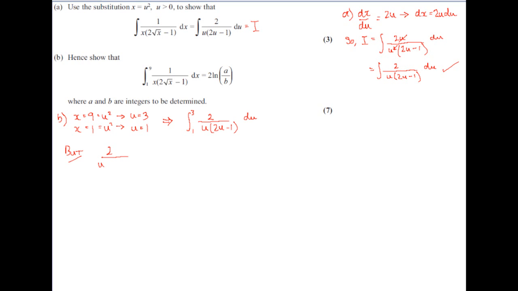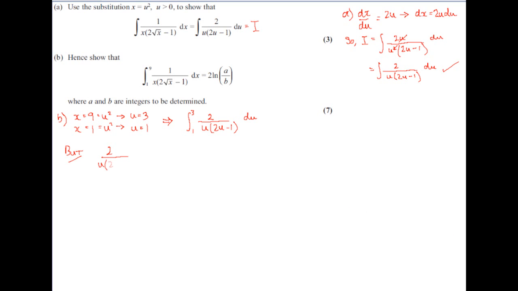But we can't integrate that. A lot of people might be confused because we've got a u on the bottom, so they think it's log. But it's not just a u, it's a 2u squared minus a u when we expand this bracket. And if it was a log, then the numerator of this fraction would be the differential of the bottom, and it's not, there's no u's in it.